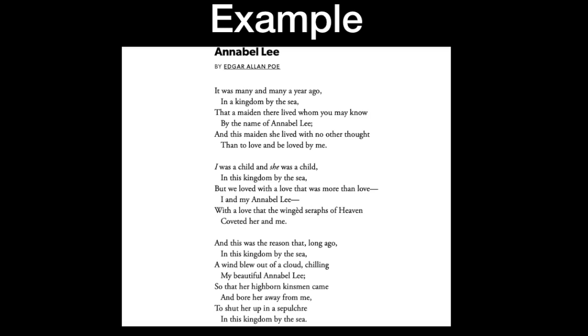So let's take a look at the poem Annabel Lee by Edgar Allan Poe as an example of repetition. Now this isn't the whole poem, it's just an excerpt. But let's take a look at the first three stanzas.